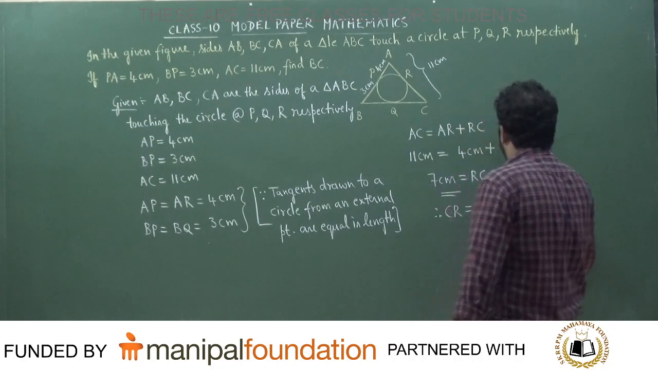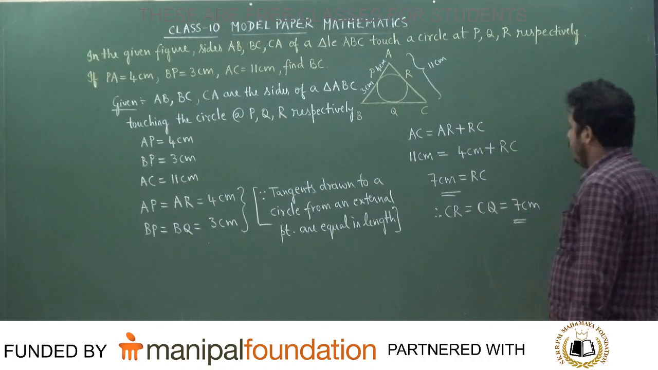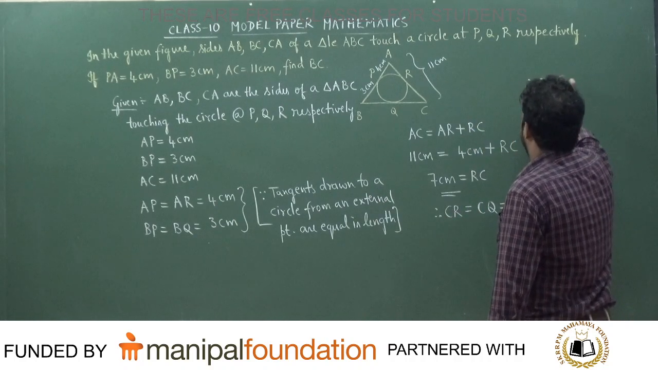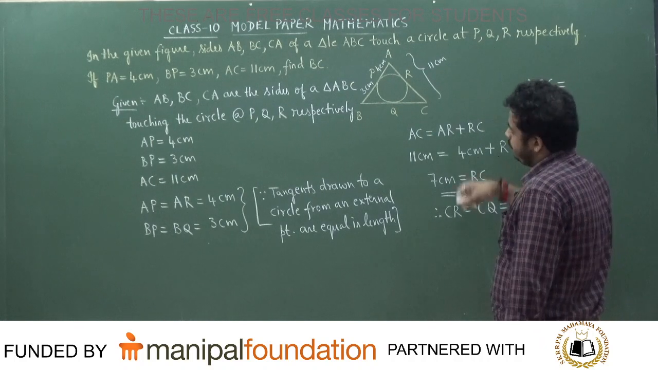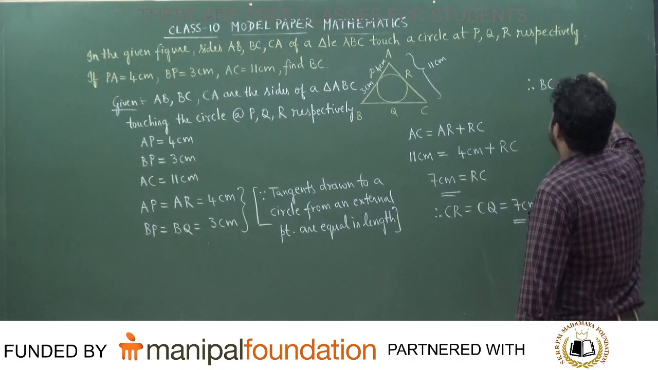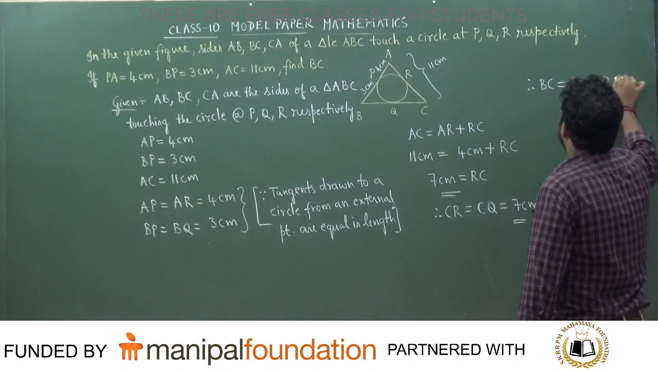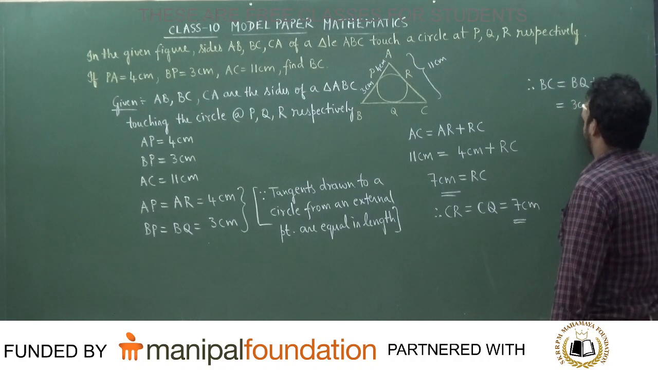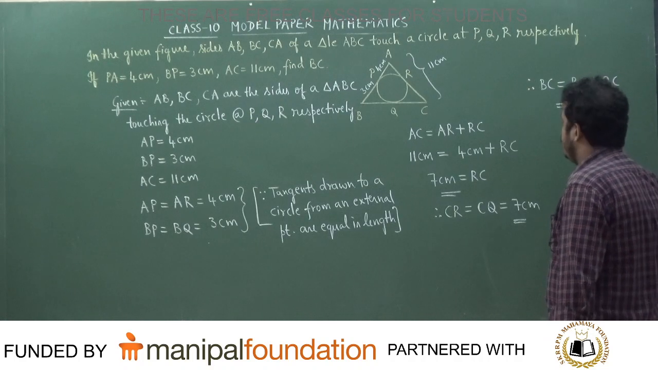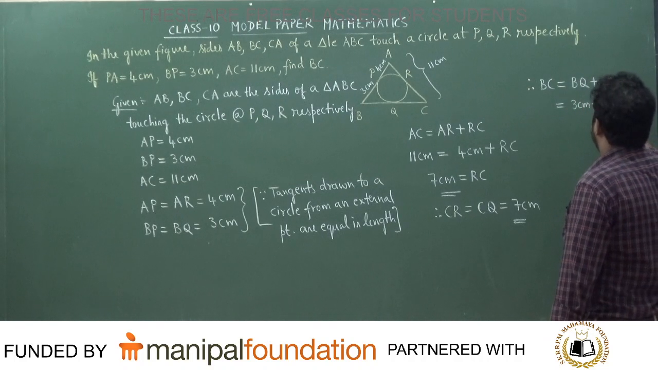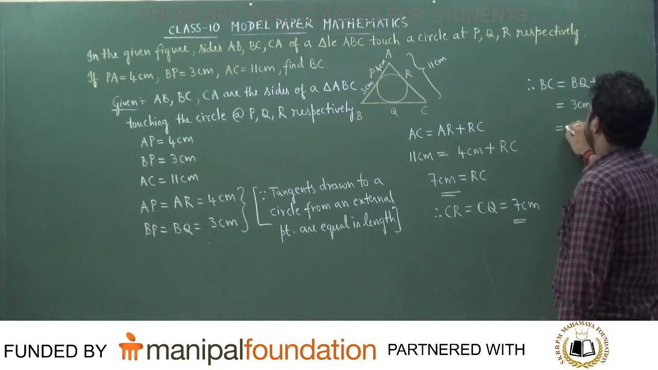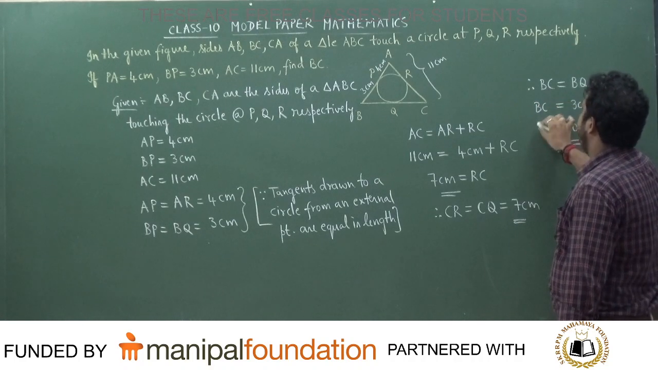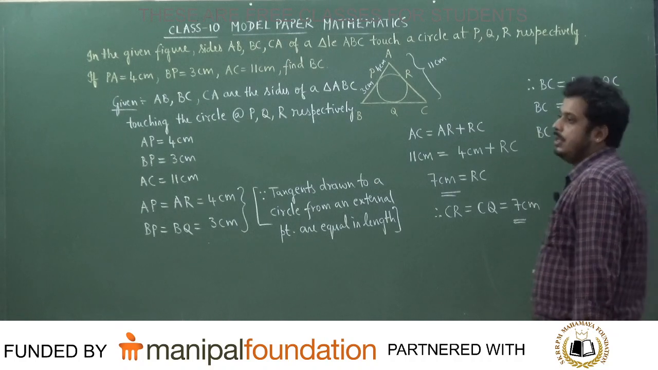Once in the problem, if you have written the reason, again and again no need of writing the reason, it is understood. Therefore, the final conclusion: BC is the question asked. BC is nothing but BQ plus QC. BQ is 3 centimeters plus QC is equal to 7 centimeters. So 3 centimeters plus 7 centimeters will be equal to 10 centimeters. BC is 10 centimeters. This is the answer to the question.